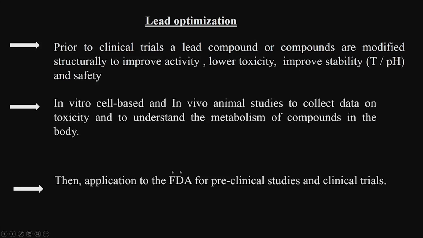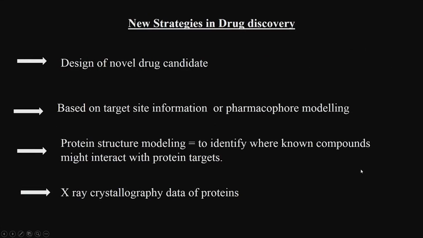optimization. Okay, these information of course is very important before we go into preclinical, that means animal studies or before we go into human volunteers. So new strategies when compared to the older drug design strategies, design of novel drug candidate based on the target site information, based on the structural features of the molecule. We are going to spend a lot of time on pharmacophore later. This is called the structural features.